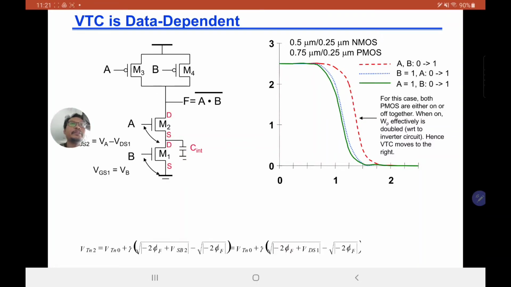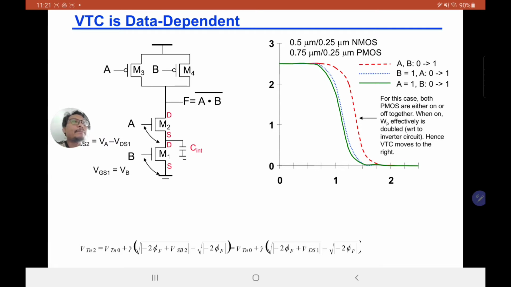Okay then, so let's continue with the next part here. VTC is data dependent. So what it's trying to say here is that we're trying to see what is the speed or the propagation delay of your logic gate. We've seen the TPHL, TPLH of the inverter, and the inverter is only one set of input is possible. Okay, meaning you can only put a 0 or a 1.